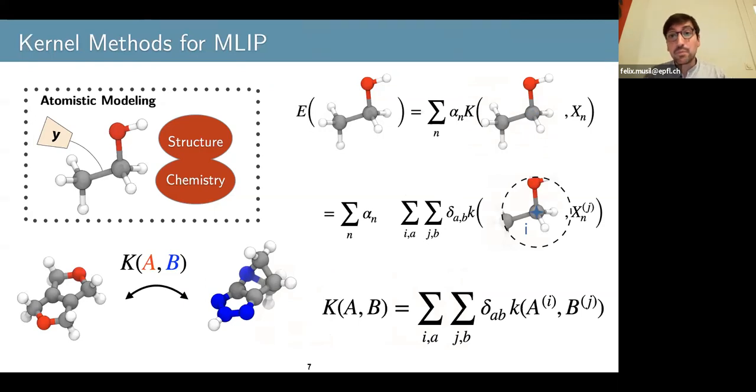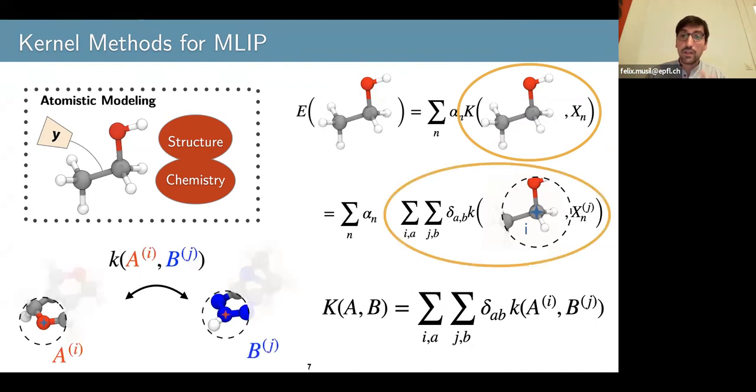So putting these two components together, what has typically been done is to express this global similarity measure between two atomic configurations as a pairwise comparison between the local environments within the target molecule or the target material and the data set. And so the global similarity measure is an average or a sum over local similarity measures.